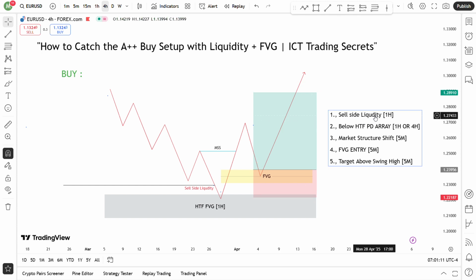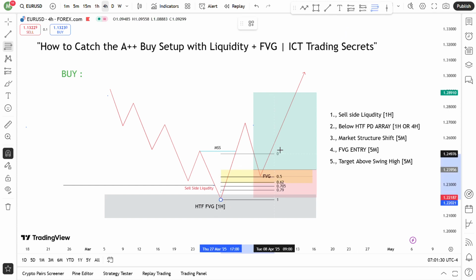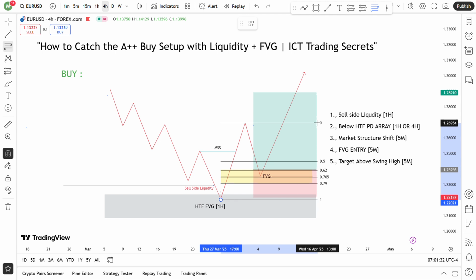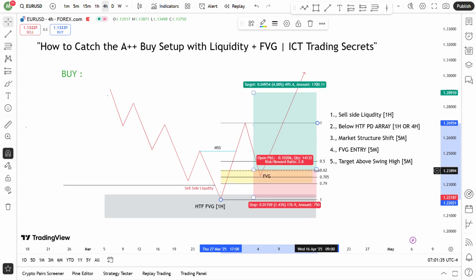So first step, the market is breaking the sell side liquidity. Below there is a higher time PD array, which is an order block or fair value gap. Then we are waiting for the market structure shift, which is our third confirmation, and which is our entry model, the fair value gap, to give our entry. After the market structure shift, I use specifically this, which is known as OTE. When the market comes below this 0.62 level, I will place my entry.